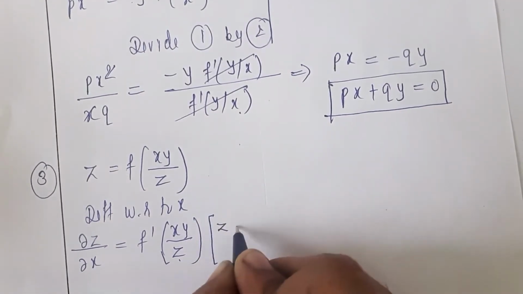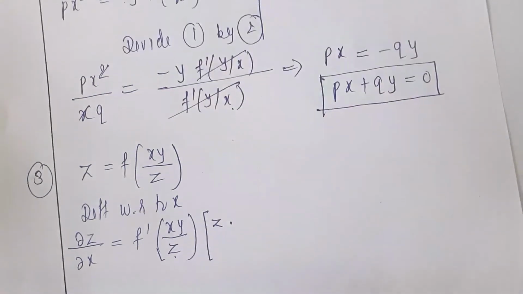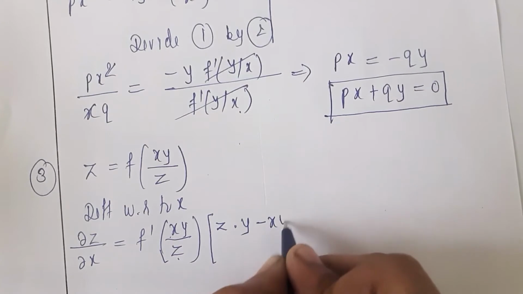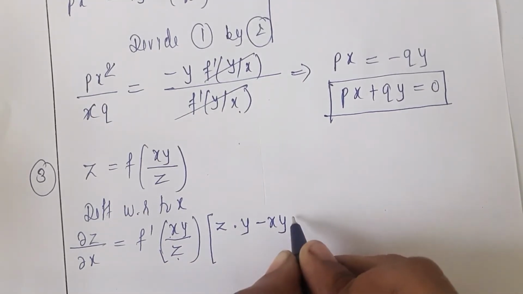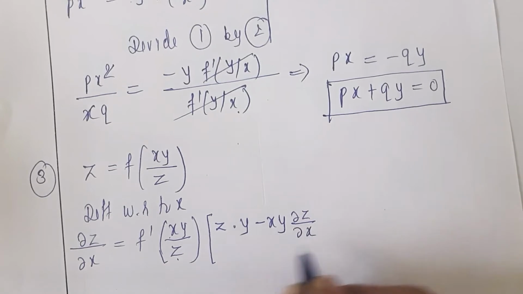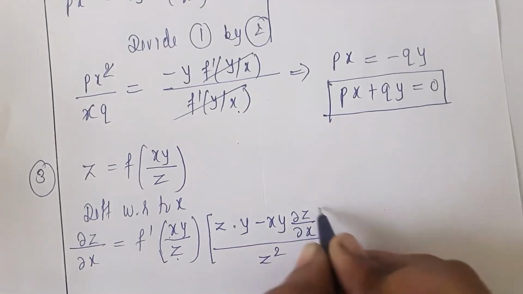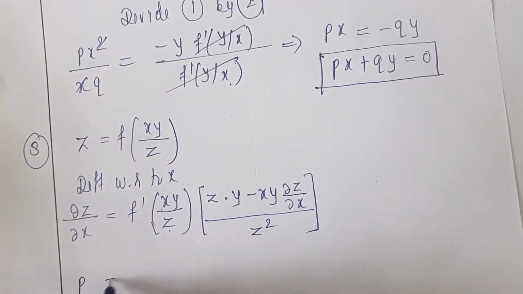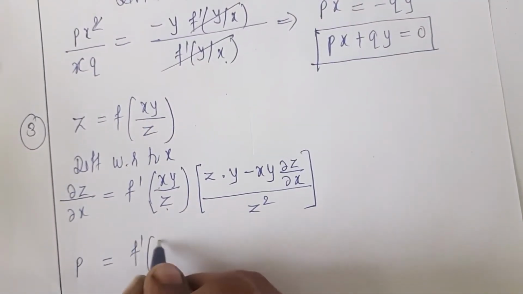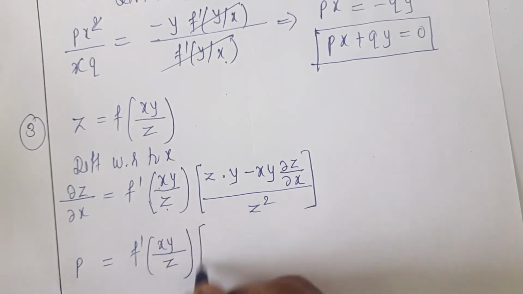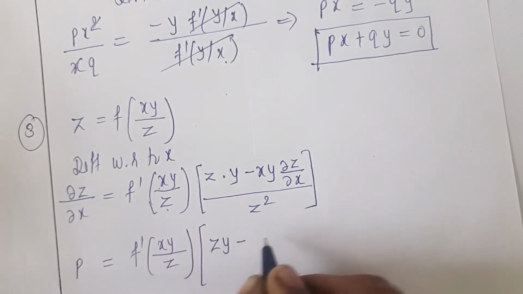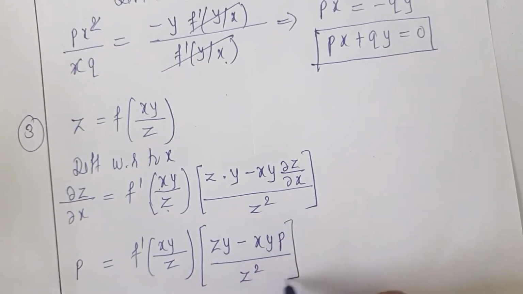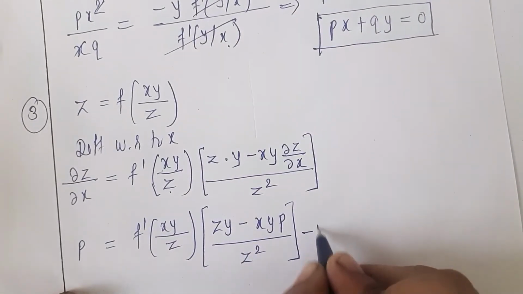So denominator multiplied by the derivative of the numerator with respect to x. The derivative of xy with respect to x is y, minus numerator multiplied by the derivative of denominator with respect to x, that is del z by del x, divided by denominator square, that is z square. So del z by del x, which is p, is equal to f dash of xy by z multiplied by zy minus xyp divided by z square. So this is equation number 1.